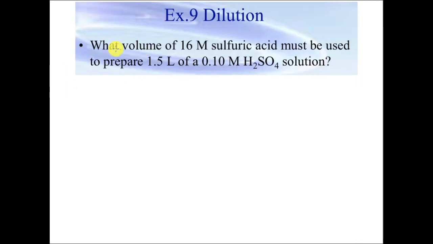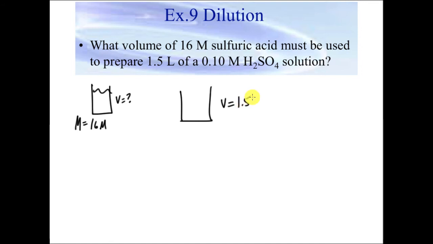All right, so let's say I have what volume of 16 molar sulfuric acid. So I'm going to draw a little picture here. What I have here is my 16 molar acid. So this is my molarity. I'm looking for what volume of this do I need to add. What I'm going to do is make a solution over here. What I want this solution to be is I want the volume to be 1.5 liters, and I want the molarity of this solution to be 0.10 molar. Okay, so I'm making this solution. That's what I'm doing.